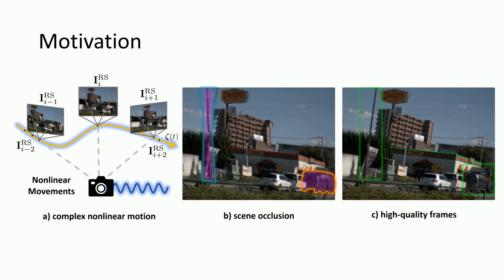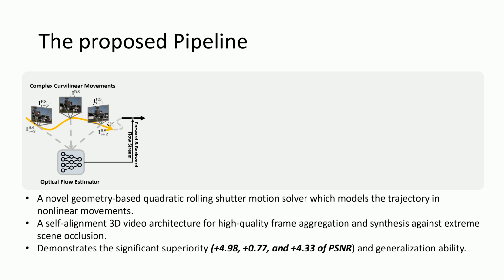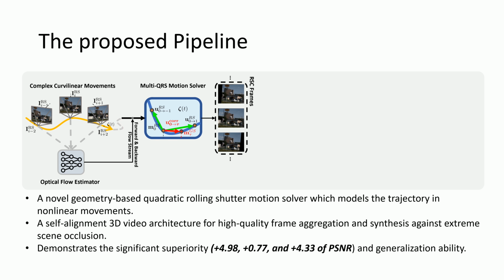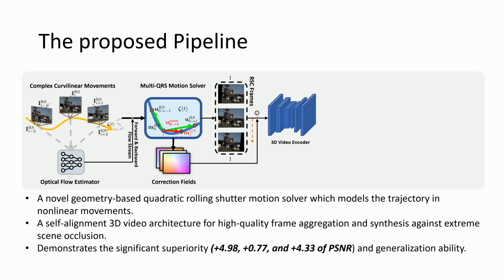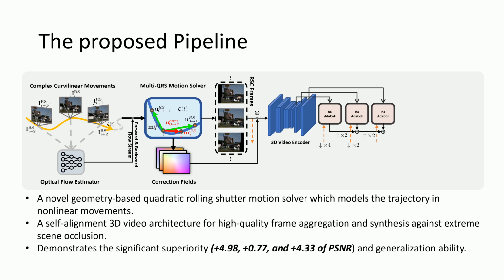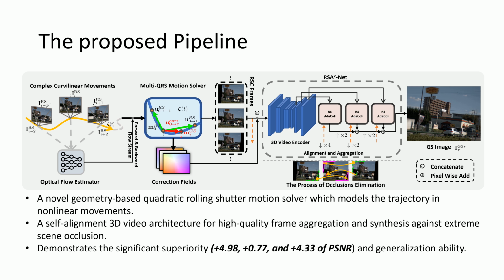The proposed method receives a video stream and precisely corrects the RS images with a geometry-based multi-QRS motion solver, and a 3D video encoder-decoder architecture extracts the features of corrected frames. After that, the hierarchical RSA-DACOF modules align and warp the features to produce a final synthetic, high-quality GS frame.